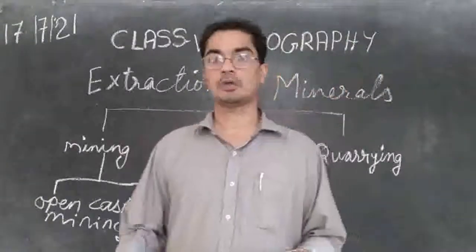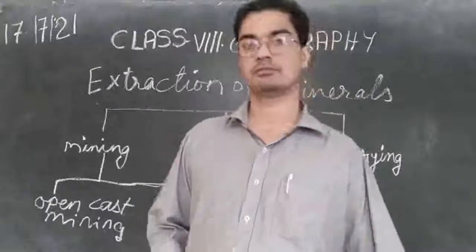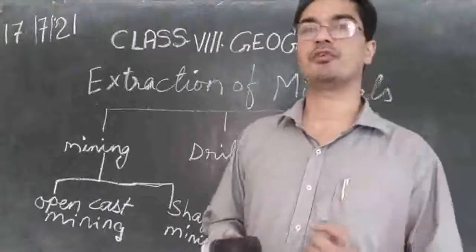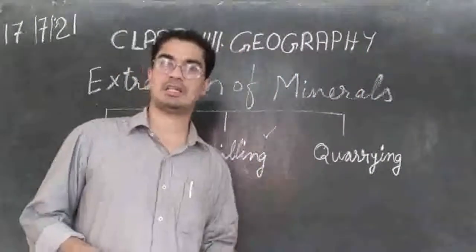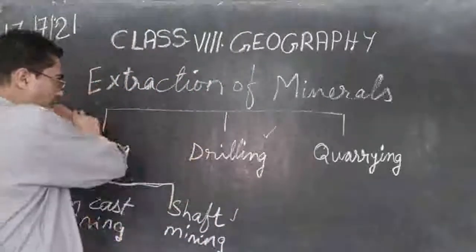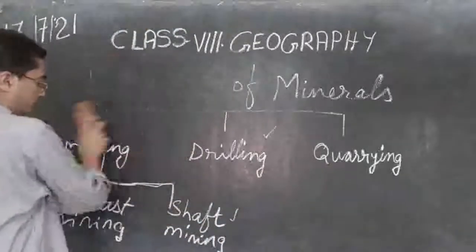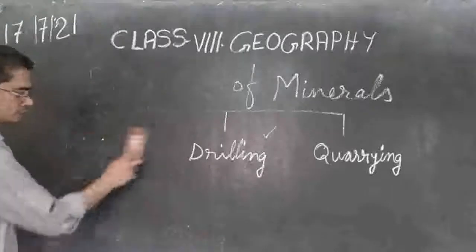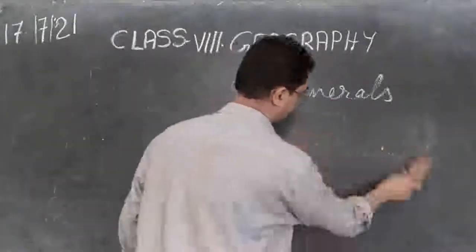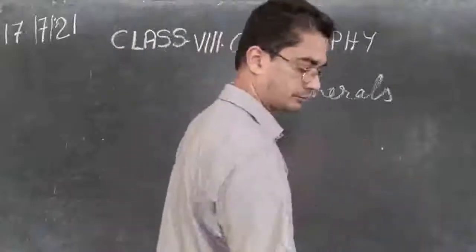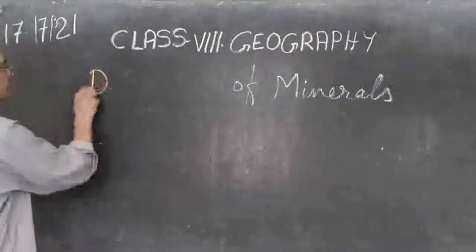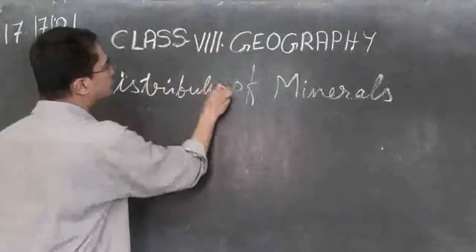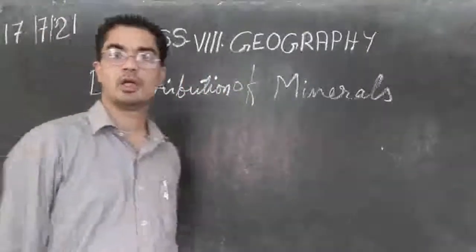Now let us see how these minerals are distributed. We find that some places have plenty of minerals, some places have very few types of minerals, and some places have nothing. So the distribution of minerals is not equal. Some places more, some places less. Let's see where they are distributed and so on. So, distribution of minerals.